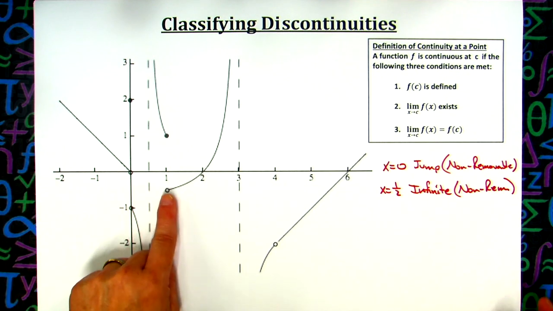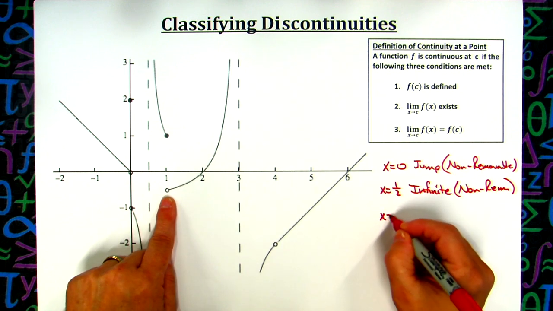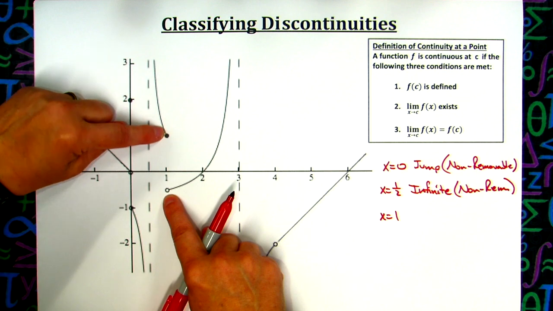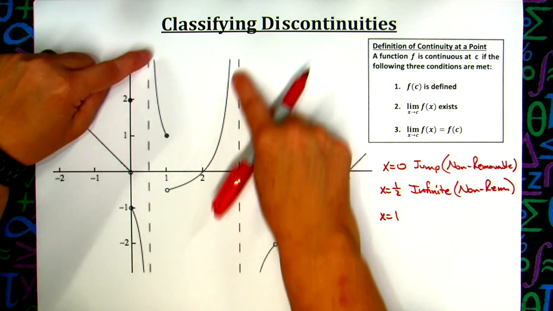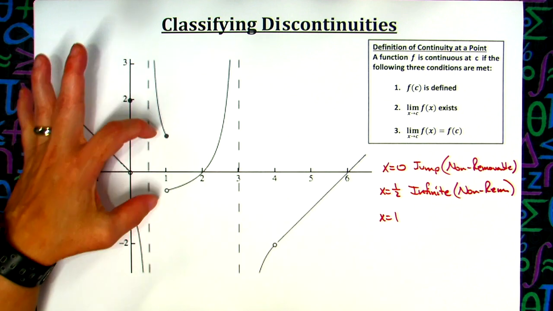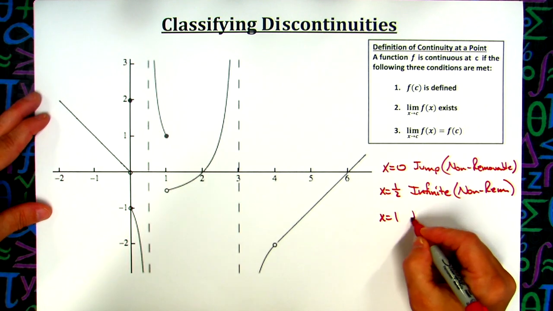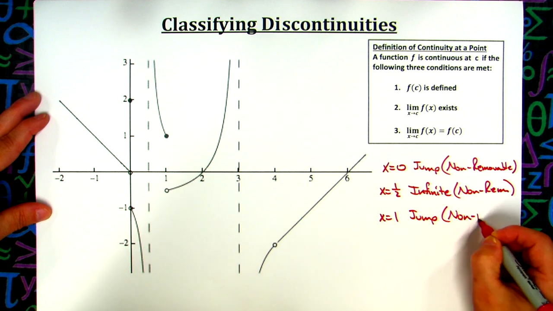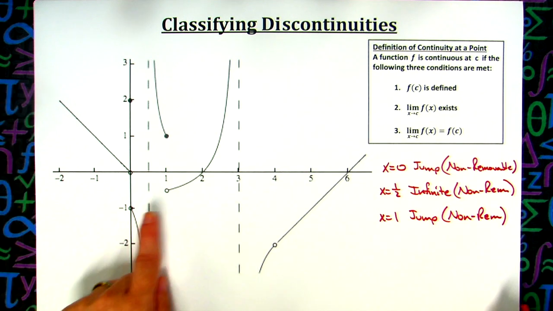If I keep going here, I've got an x equals 1. Again, the function is defined here. It's not defined here. Coming from the right and coming from my left, the limits do not exist. So this is another jump, again, which is non-removable. All right, so keep going.